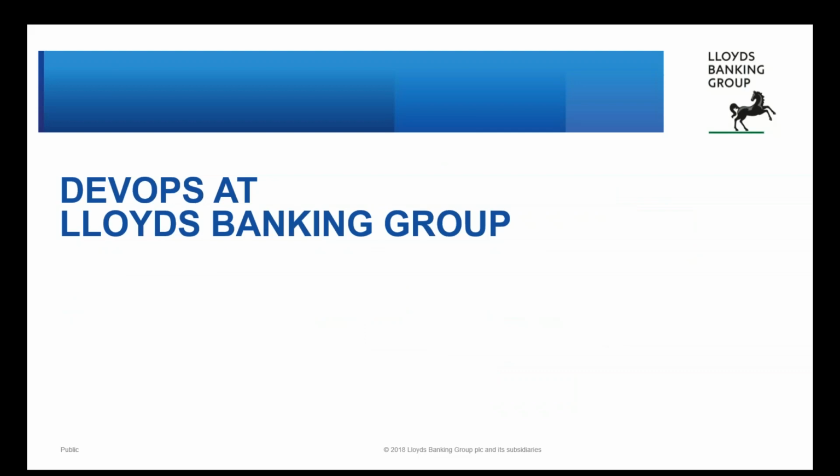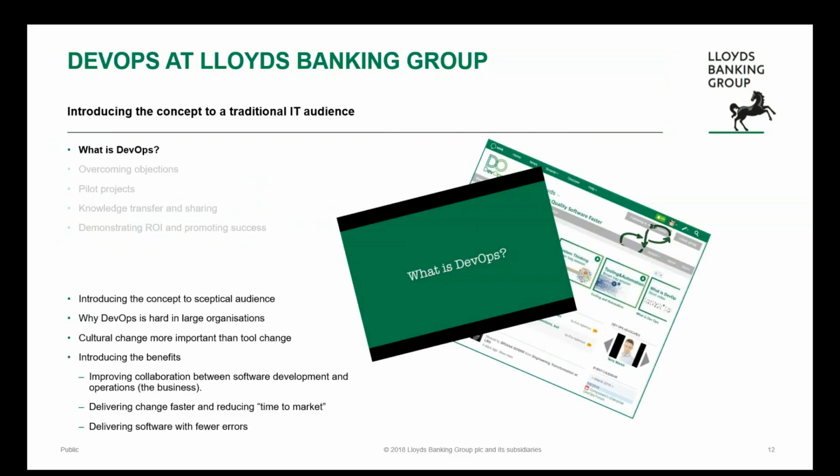So this presentation describes how an old, established and traditional institution has adopted the more modern concept of DevOps and agile working. And one of the first difficulties that we faced was trying to introduce DevOps to a very traditional IT audience. So it's not very easy to summarize what DevOps is. And the green screenshot that you can see in the middle of that slide is basically a video that we've used internally to try and explain what DevOps is to traditional IT people.